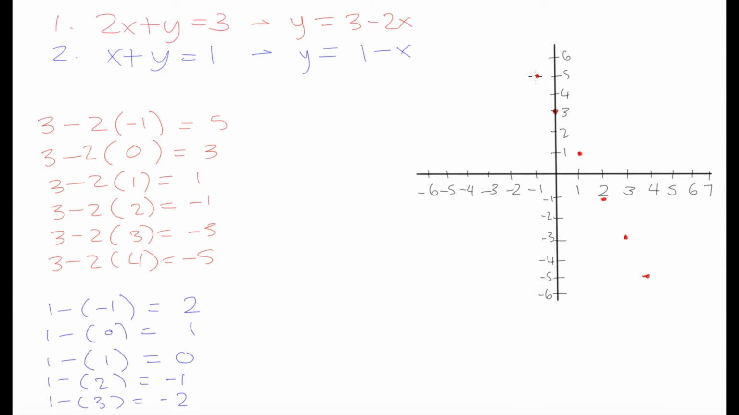Now we can try and join these dots in a single line. So that is going to look like that. Now let's do the same thing with our second equation here. So when x is equal to negative 1, y is equal to 2.